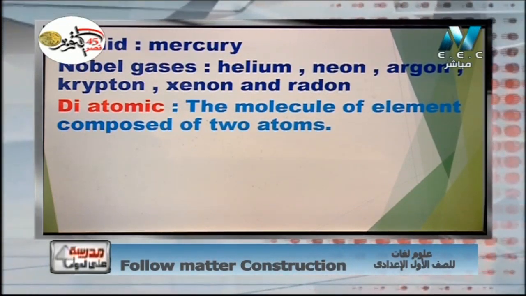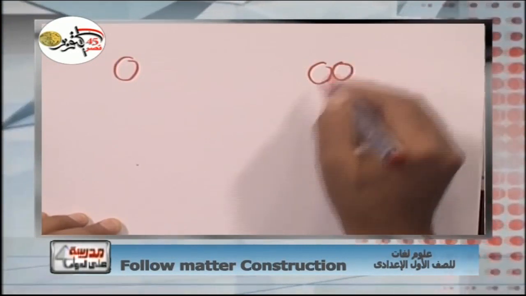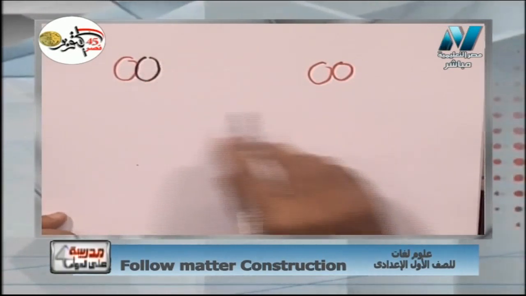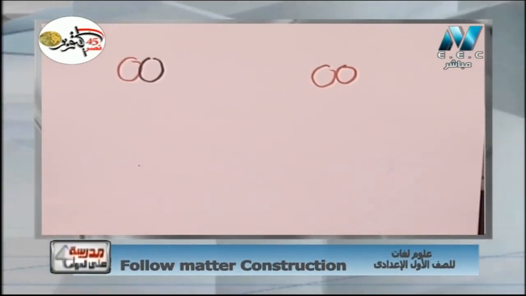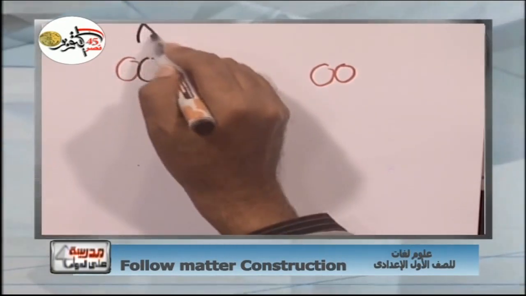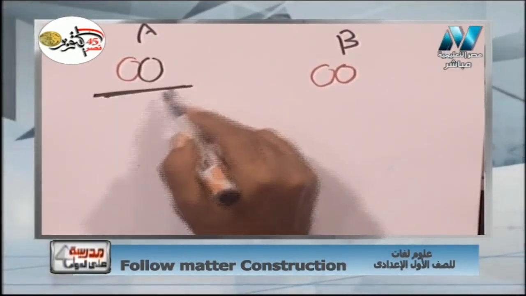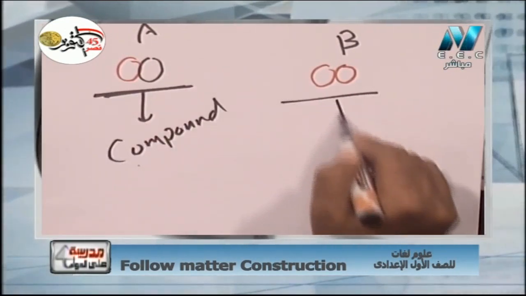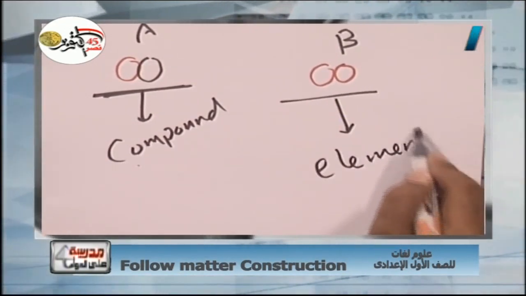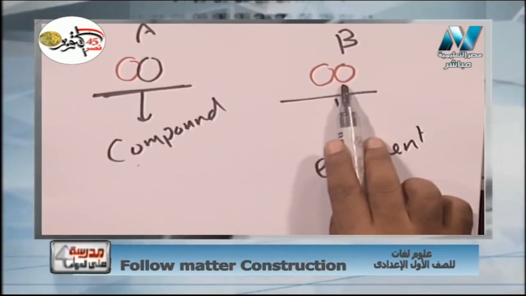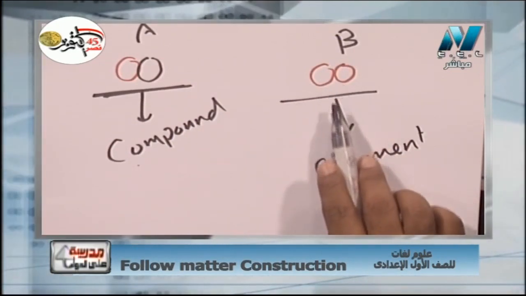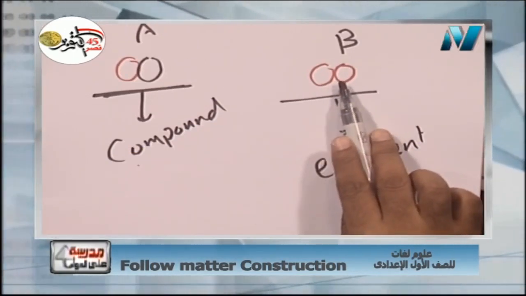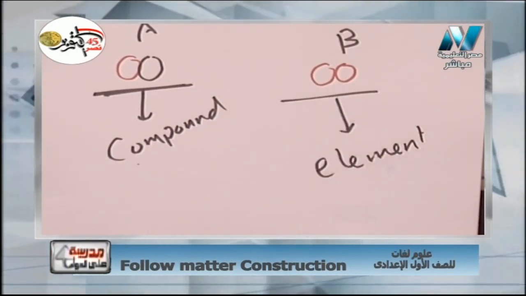Okay. Now, let's check our information. Which one of these is a diatomic molecule of element, A or B? I can't say A because A is a molecule of what? Compound. But B is a molecule of element. Give the reason: B represents a molecule of element because it consists of the same type of atoms.